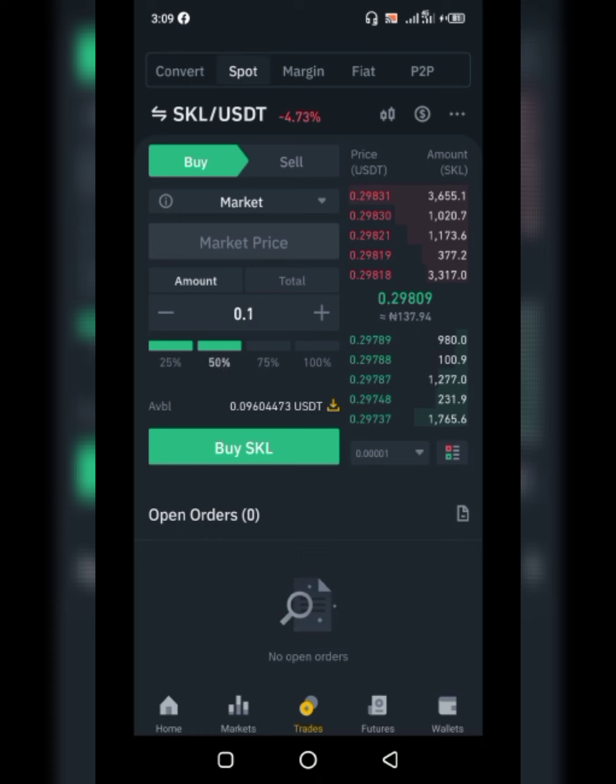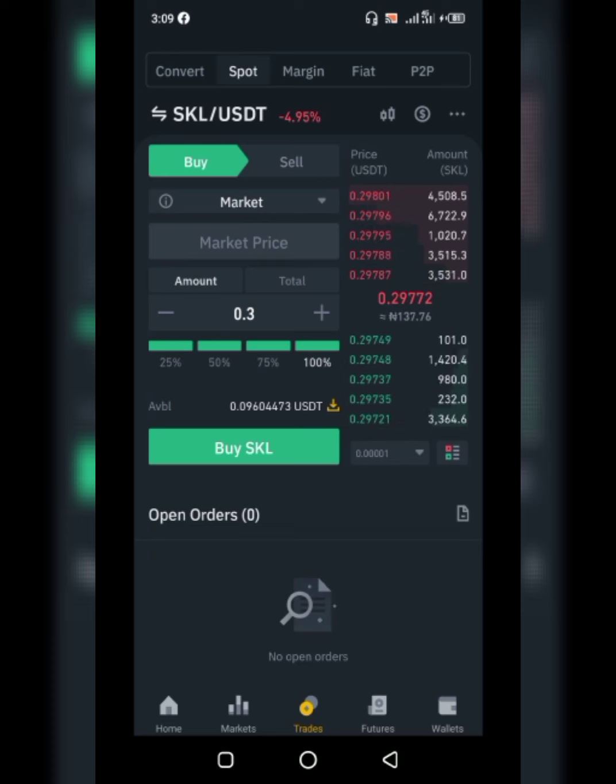If you select 50%, you are telling this trade that it should use 50% of your trading funds in your wallet to proceed on this trade, half of your money to buy the coin. If you select 75%, you are telling it to use 75% of your money, and if you select 100%, you are telling it to use all your trading funds in your wallet to buy this coin, irrespective of the price.